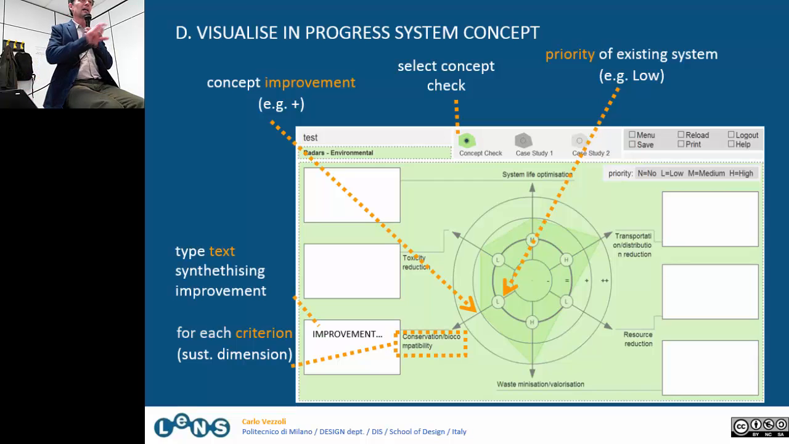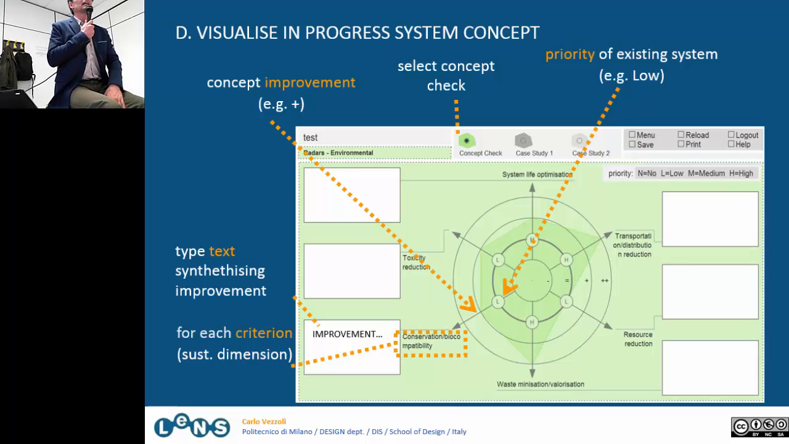And then you have a space into which you can type in a synthetic way why for that criteria, what is the reason that you have an improvement in relation to that criteria. So this is a chart that makes a synthesis of the performance of your concept.